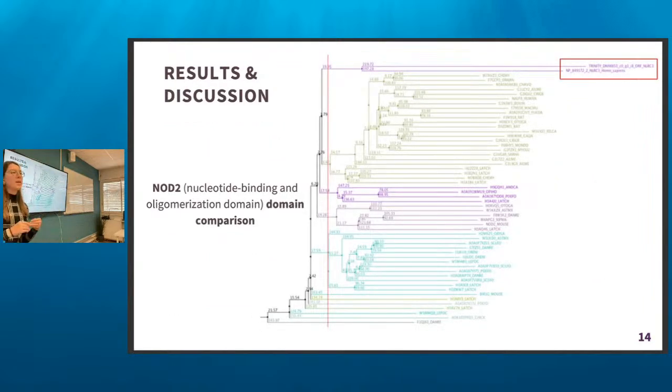So in order to prove that NLRC3-like is homologous to NLRC3 in human, the NOT2 domain that was recently identified was compared to other NOT2 domain sequences from other organisms and human NLRC3. Here, as we can see in this tree, the NOT2 domain of NLRC3-like and the NOT2 domain of human NLRC3 are clustered together, meaning that they are closely related.